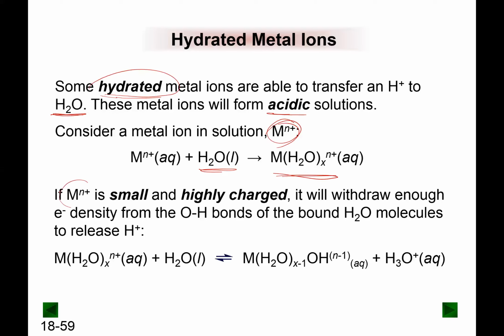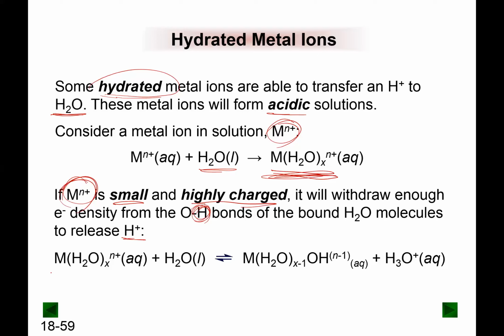Now, if the metal is small and highly charged, then it will withdraw enough electrons away from the oxygen-hydrogen bonds to release the hydrogens more readily. So in essence, what this metal does is it increases the acidity of water-bound protons. Water-bound protons are not highly acidic, but if we have the water associate with a metal like we do here, then we can increase the acidity of these protons. And that's in essence what we have going on.